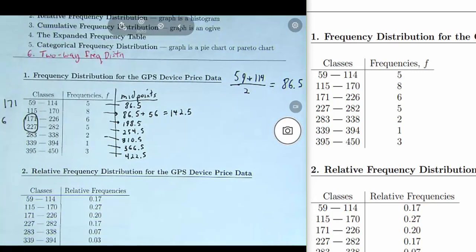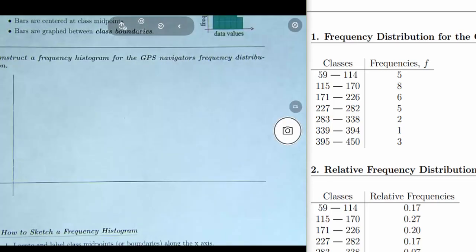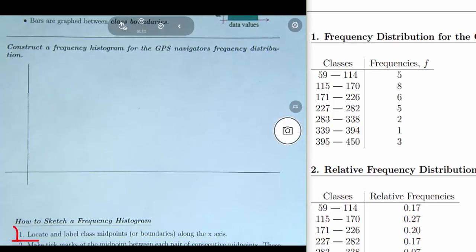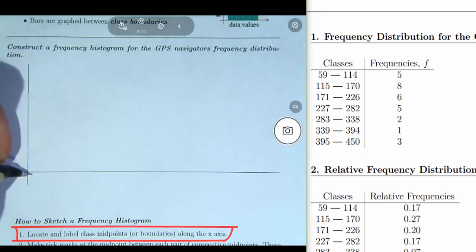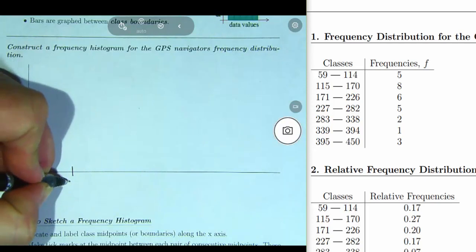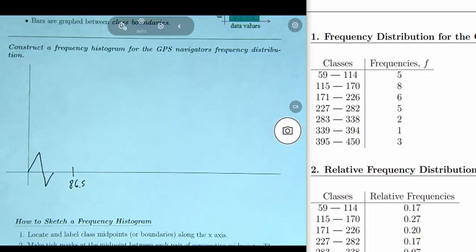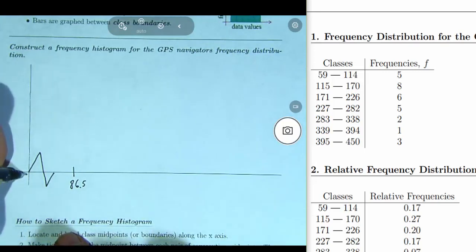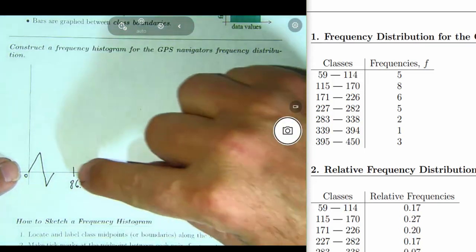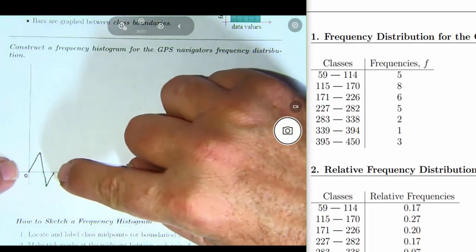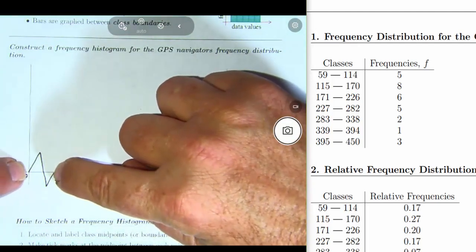Okay, so we've got all of our midpoints, and what we need to do to begin to sketch the graph is locate and label these midpoints along the x-axis. So what I'm going to do is, first midpoint is about right here, 86.5. And I'm going to put a broken line in here, which is called a broken line. And this is commonly done. I'm doing this to let my reader know that I'm just smushing this horizontal distance between 0 and 86.5 into this little horizontal area here.